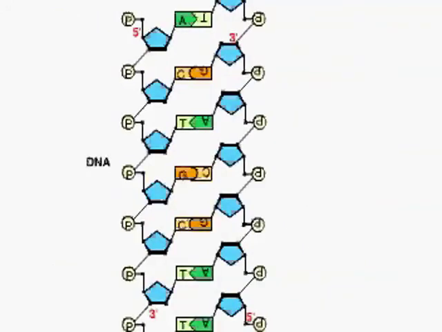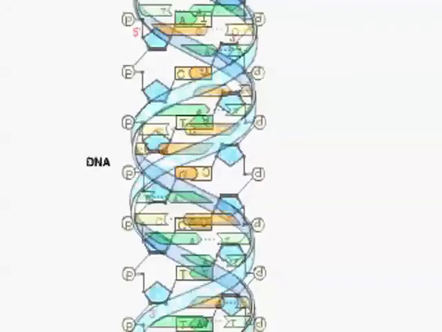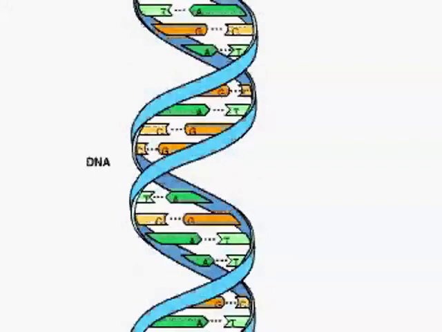The two polynucleotides in DNA wind around each other to form the familiar double helix. The bases can be in any order, like the letters of the alphabet. However, the base sequence is significant. Sequences of bases called genes encode the instructions for the structure and function of an organism.